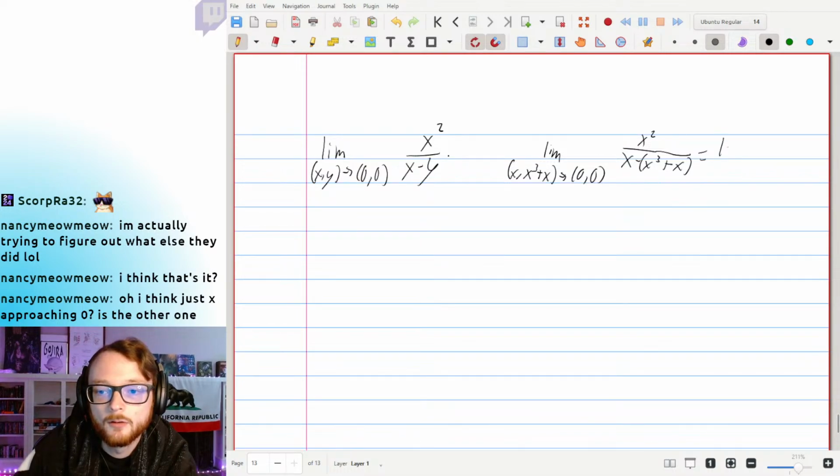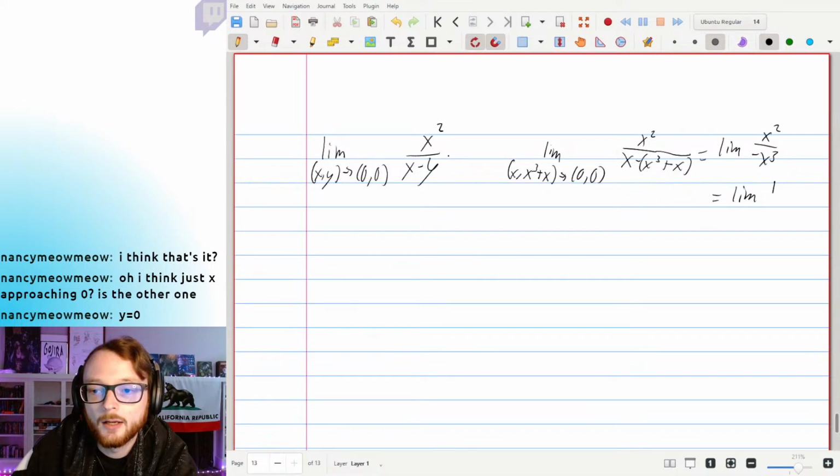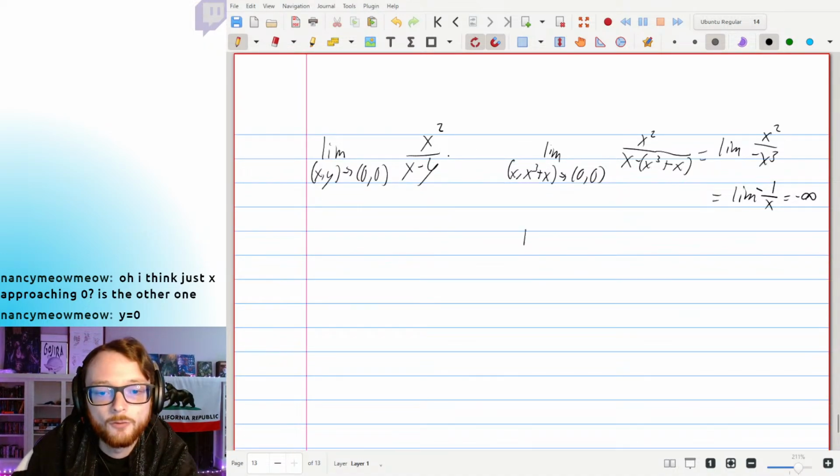We get the limit. I don't want to repeat the entire thing, but the same thing over here, just transfer over y equals 0. Okay. Of x squared over minus x cubed. And so it's going to be the limit of basically minus 1 over x. And so as x goes to 0, this thing goes to negative infinity. So when I get anything that's not negative infinity from another path, we're in business.